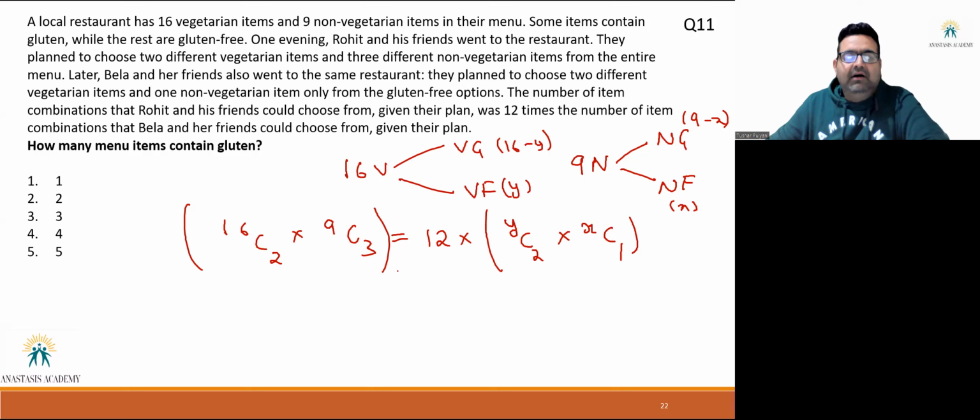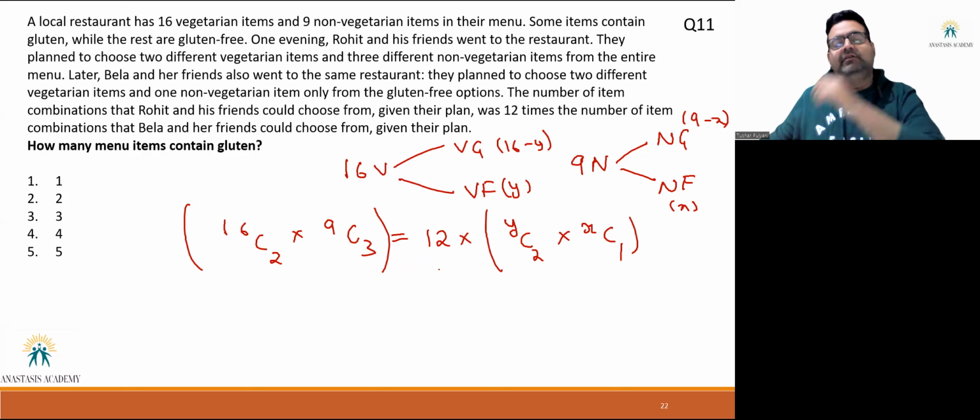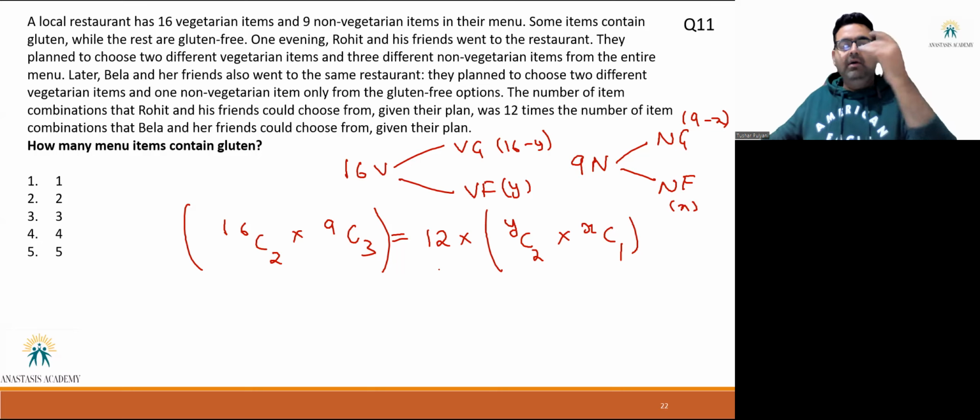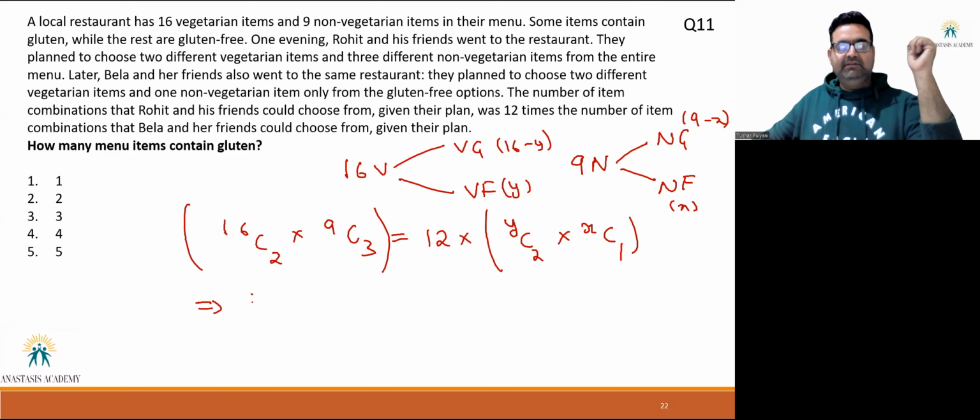See here, I can do number fitting. There are two ways to solve it here. In fact, a very interesting thing. I was discussing this with someone yesterday. I solved it in one way, and somebody else solved it in a different way, but both of us got the final answer the same. How do we write 16C2? We write 16 into 15 by 2, and 9C3 will be 9 into 8 into 7 divided by 6.